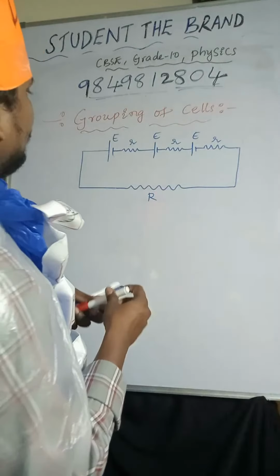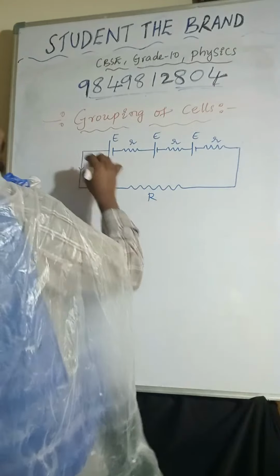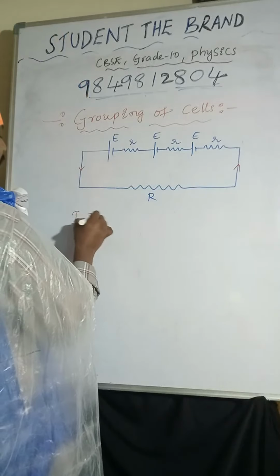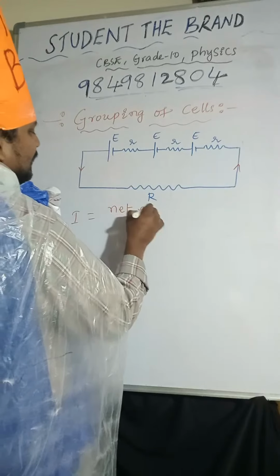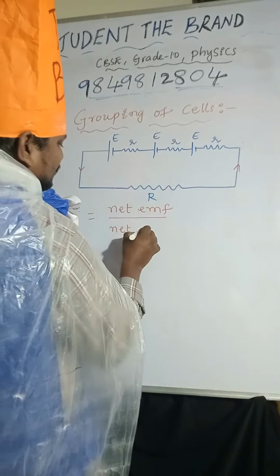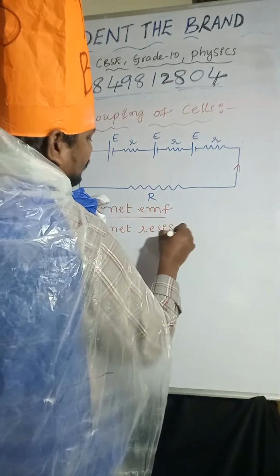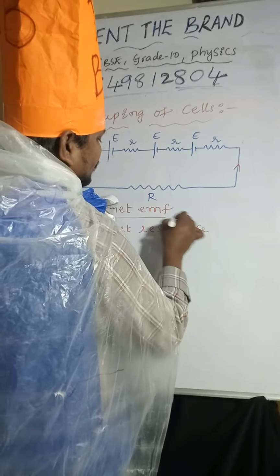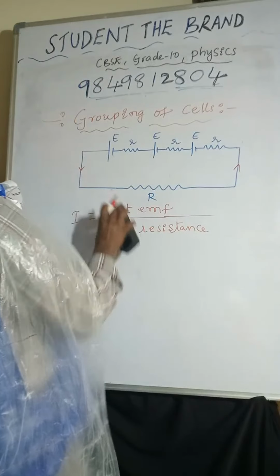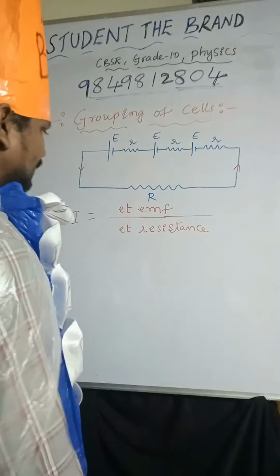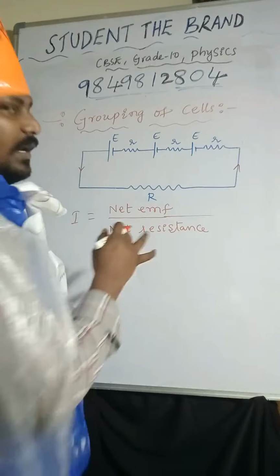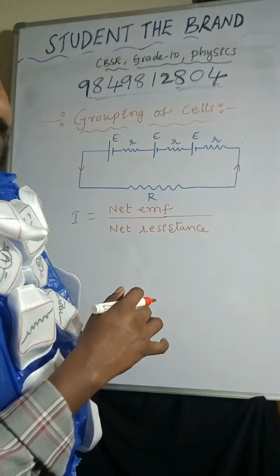Now you can observe, current starts flowing like this. We know that I equals net EMF by net resistance. This is the formula. So if you want, I'll write it for your sake: I equals net EMF by net resistance.